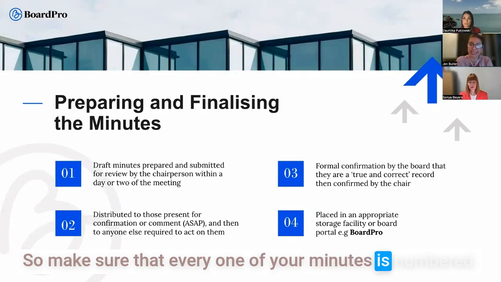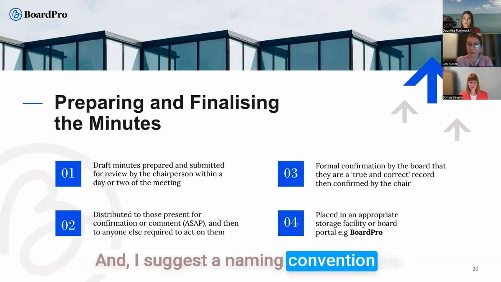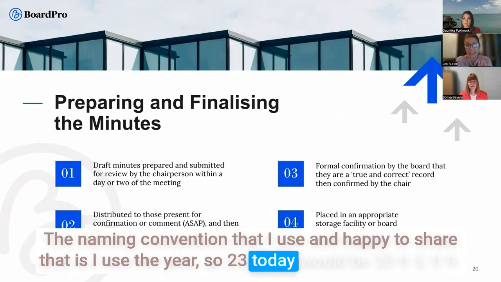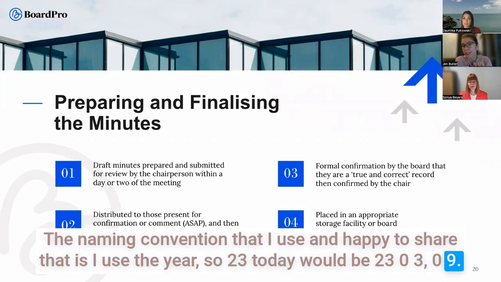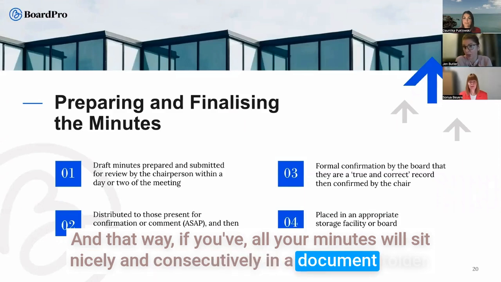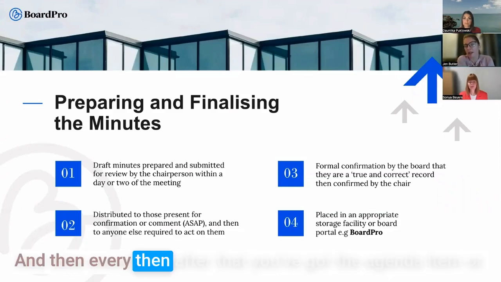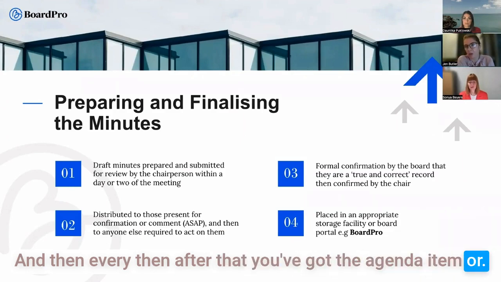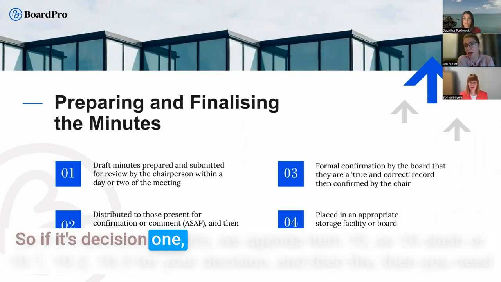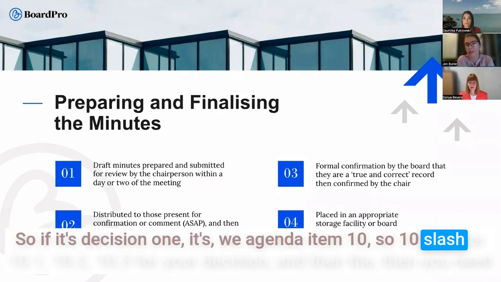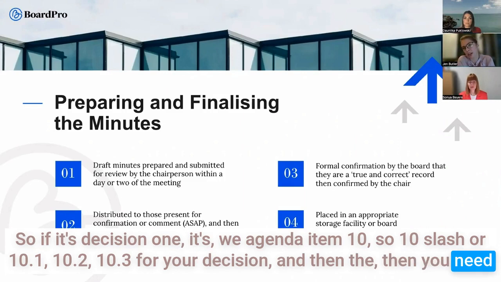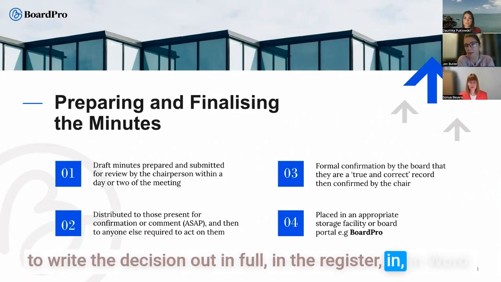So make sure that every one of your minutes is numbered. And I suggest a naming convention for that. The naming convention that I use, and happy to share that, is I use the year. So 23 today would be 23/03/09. And that way, all your minutes will sit nicely and consecutively in a document folder, and then after that you've got the agenda item, and then you've got the point in which it was raised. So if it's decision 1, it's agenda item 10, so 10/ or 10.1, 10.2, 10.3 for your decision, and then you need to write the decision out in full in the register in Word.